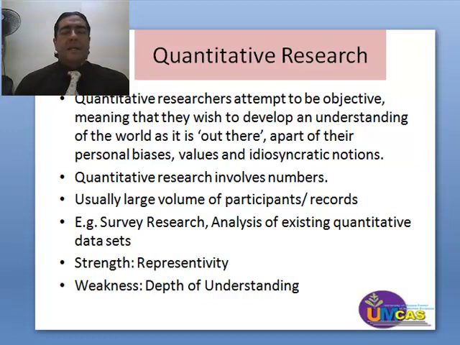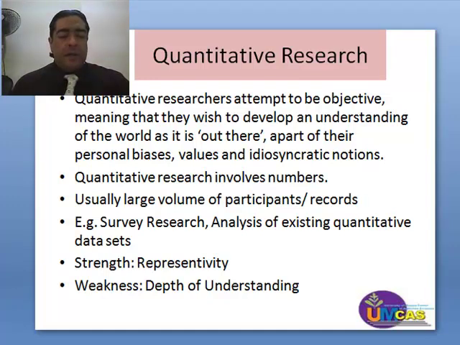Quantitative research and qualitative research are the most common forms of research. Quantitative researchers attempt to be objective, meaning that they wish to develop an understanding of the world as it is out there, apart from their personal biases, values, and idiosyncratic notions. Quantitative research involves numbers, usually a large volume of participants and records. Its strength is representativity, and its weakness is lack of depth of understanding.